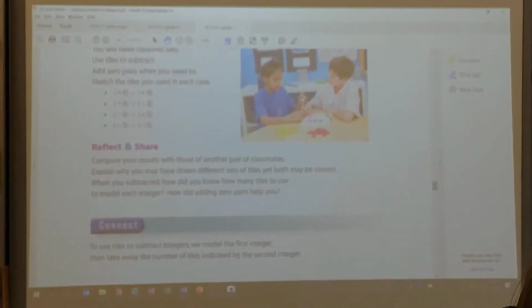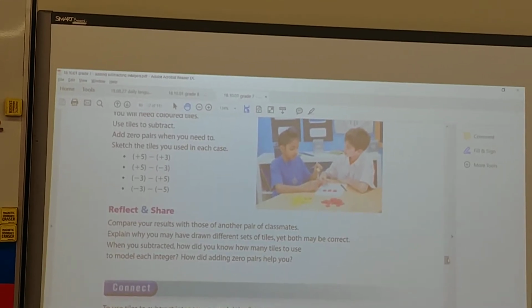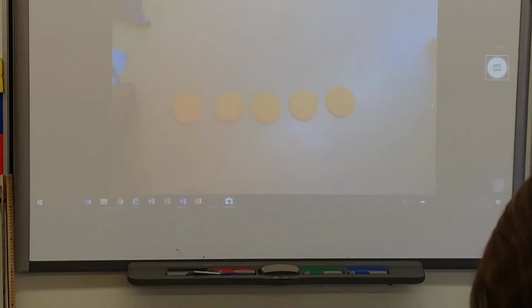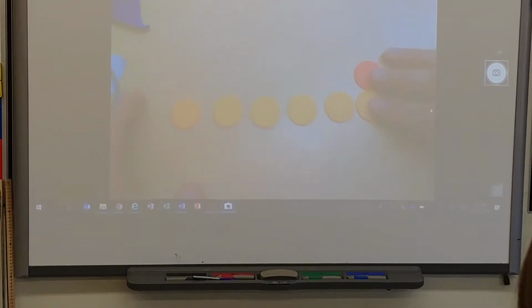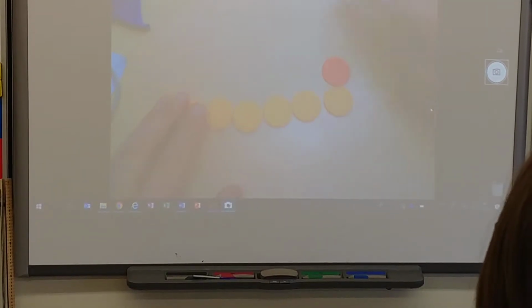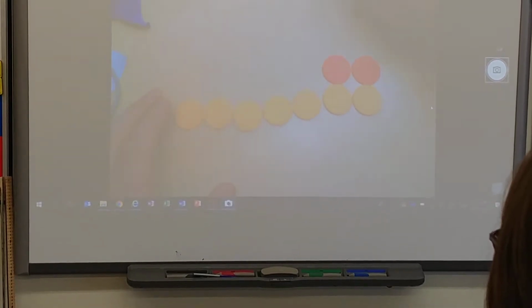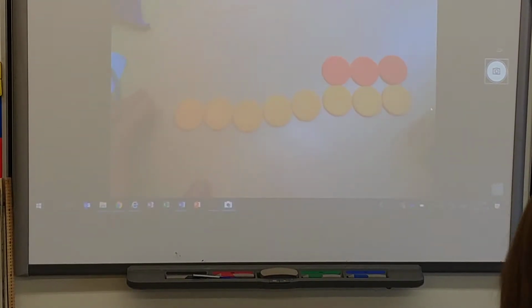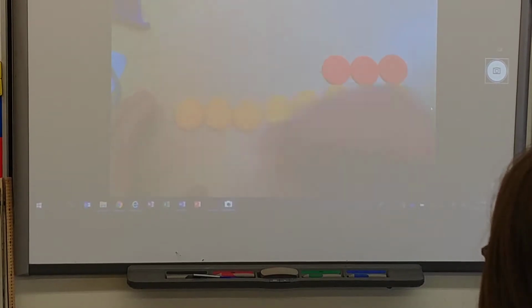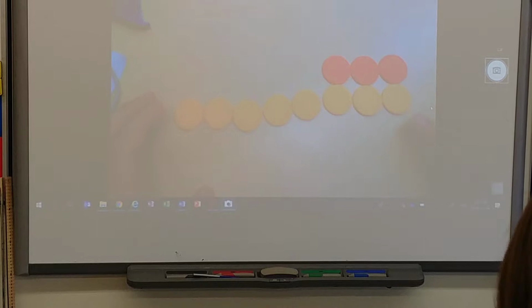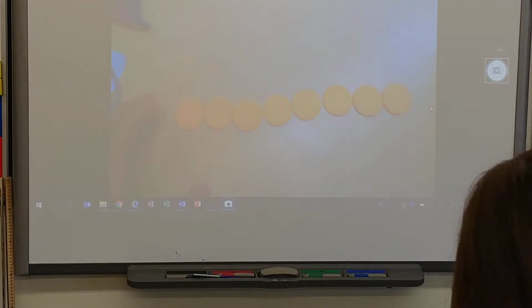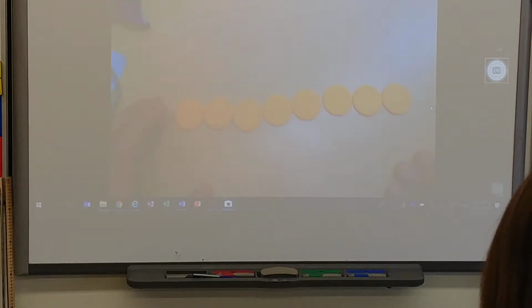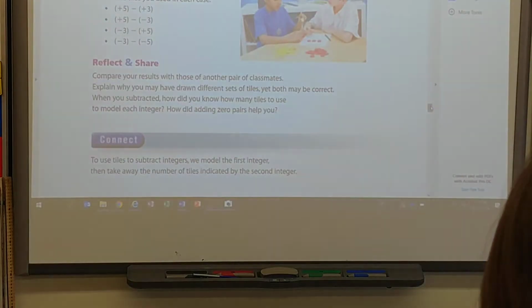Positive 5 minus negative 3. Wait a second. Can I take negative 3 away from my positive 5 the way they are? Is there negative 3 to minus? No. Okay, how about this? Is this still positive 5? Yeah, 0, 0, 0, plus 1, 2, 3, 4, 5, okay. Now I still have positive 5, but I'm going to go minus negative 3. What's my answer? Positive 8, you got it. All right, let's go to the next one.